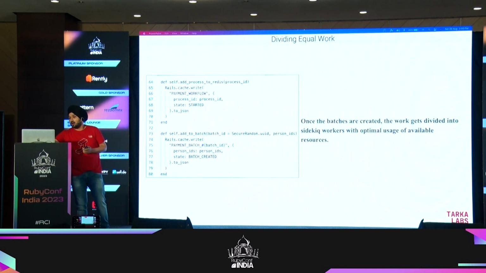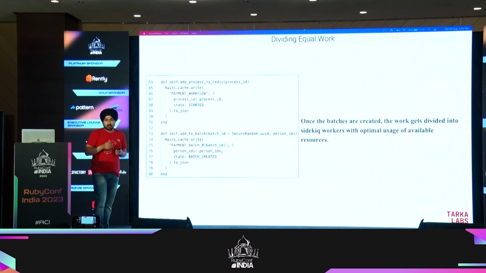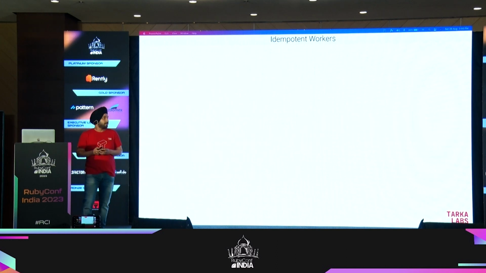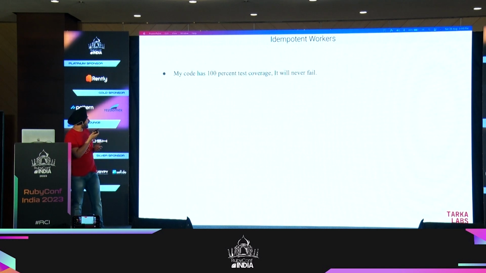So now, once the batches are created, right, the work gets divided into Sidekiq workers, and we have made optimal usage of resources. Now, the next step comes as this, right?